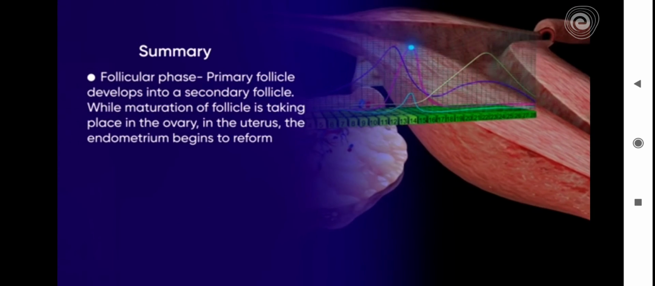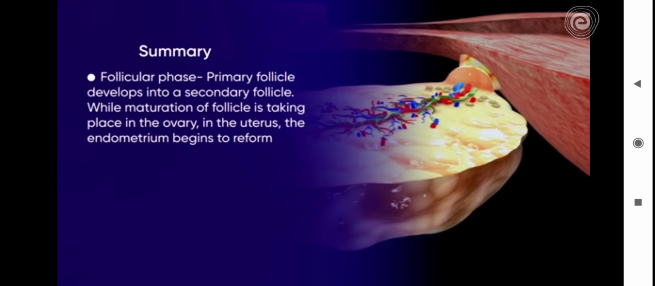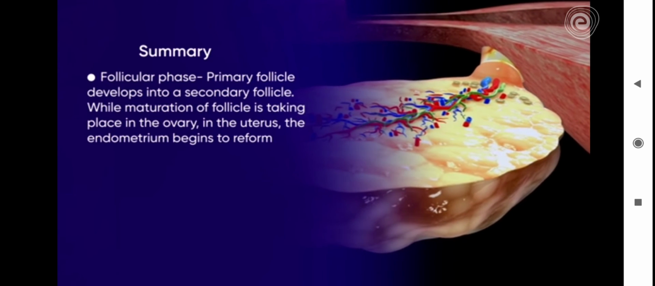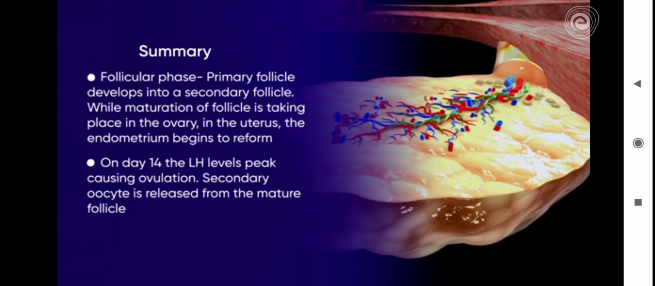Follicular phase. Primary follicle develops into a secondary follicle. While maturation of the follicle is taking place in the ovary, in the uterus, the endometrium begins to reform. On day 14 the LH levels peak, causing ovulation. Secondary oocyte is released from the mature follicle.